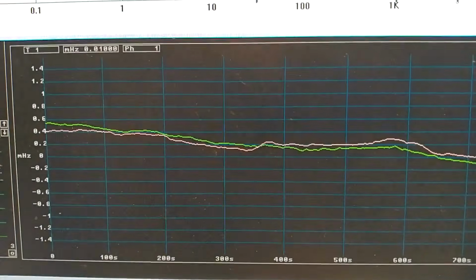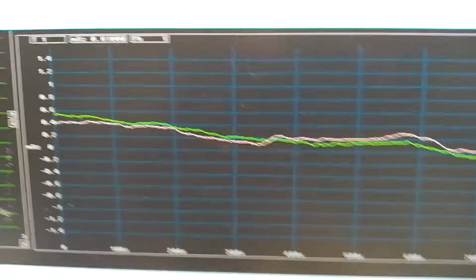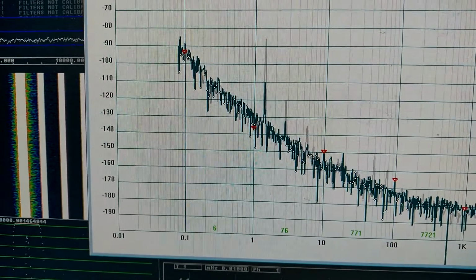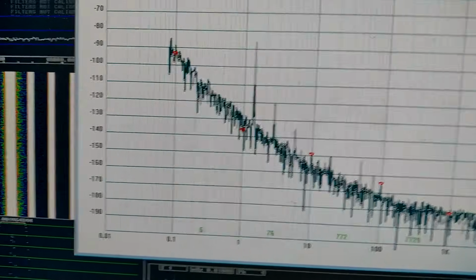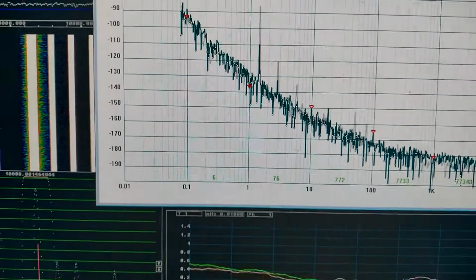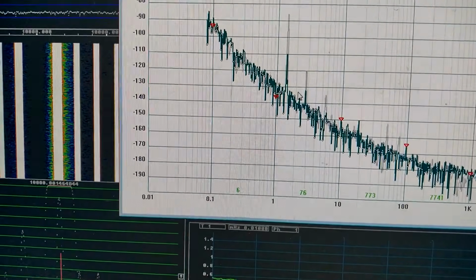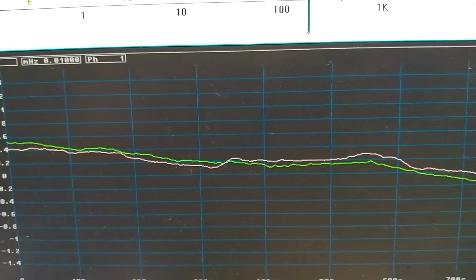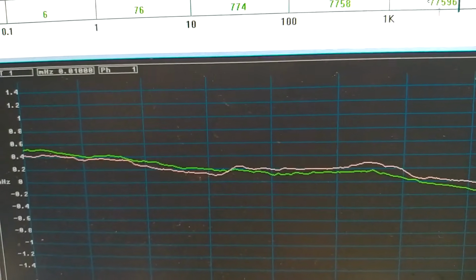Then I stuffed the box with cotton wool, and that made a big difference. Now phase noise looks like this. I have reverted to the normal transform size of 2048. And this looks perfectly okay. And frequency versus time is very much better.